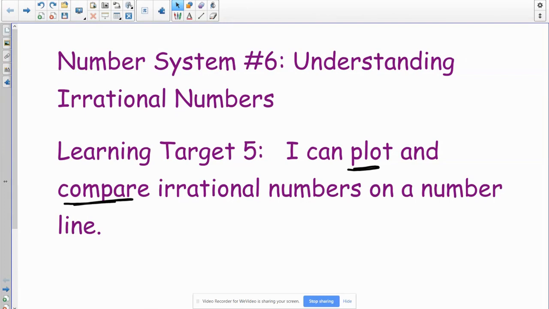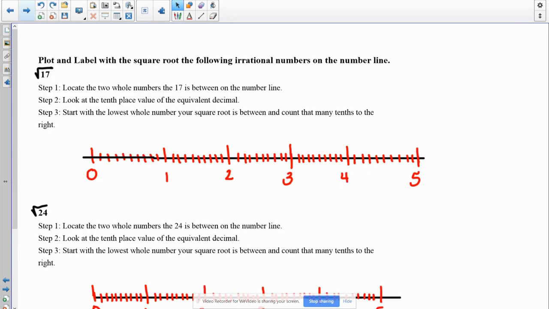Number 6, understanding irrational numbers. Learning target number 5: I can plot and compare irrational numbers on a number line. So let's look at our first examples. We're going to start with the plotting part, and we're going to look at the square root of 17.